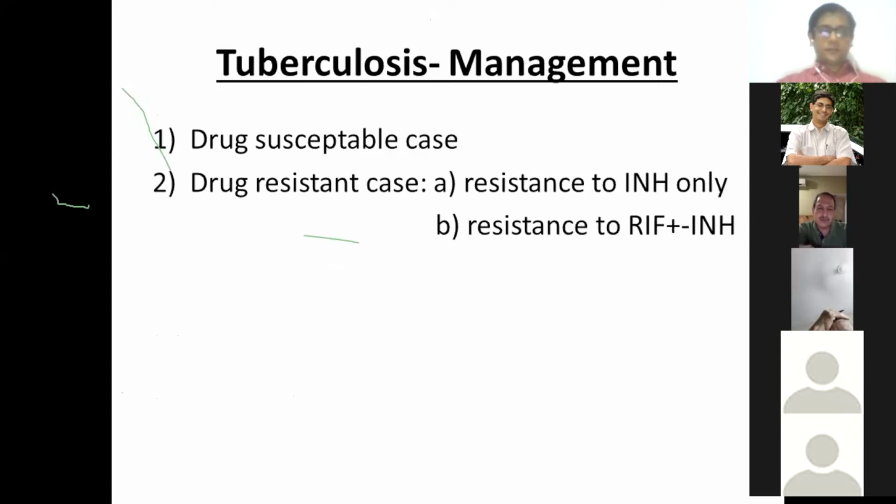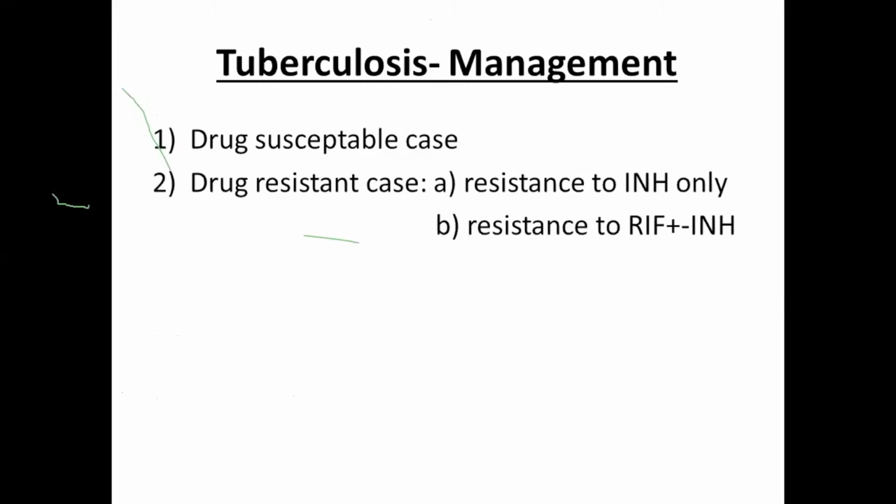Deep, carry on. Yes. So now tuberculosis management. All the old concepts of category 1, category 2, MDR, XDR are now outdated. Now we have only two main types: drug susceptible cases and drug resistant. In drug resistant, the main two types are resistant to INH only, and resistance to rifampicin plus INH, plus or minus other drugs.